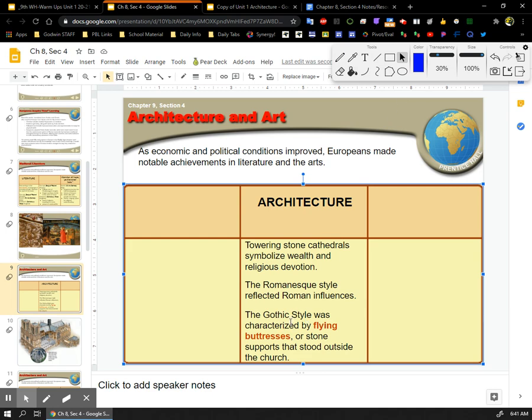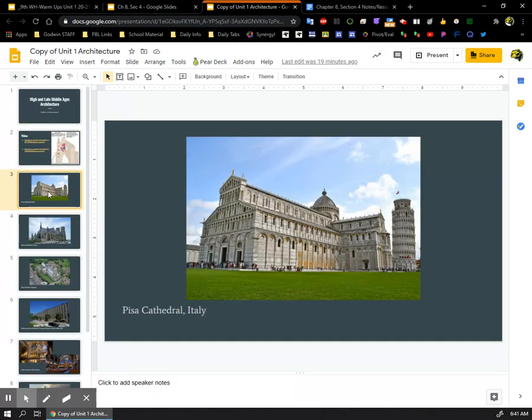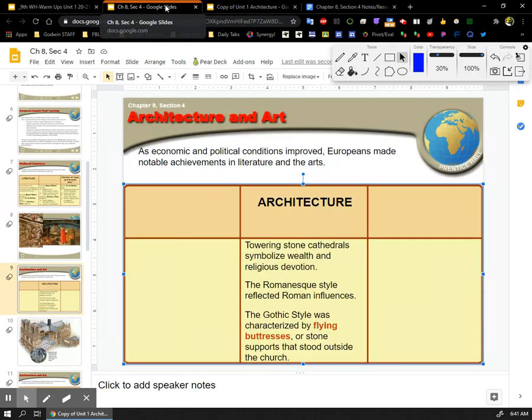The Gothic style is going to develop from the Romanesque style. Now, what is the Romanesque style? It reflected Roman influences. So if you look at this right here, this is a church. This is the Pisa Cathedral in Italy. Very Romanesque. Notice the columns that you see here, these arches, very small windows, not a very tall building. This is going to be the definition of what Romanesque is.